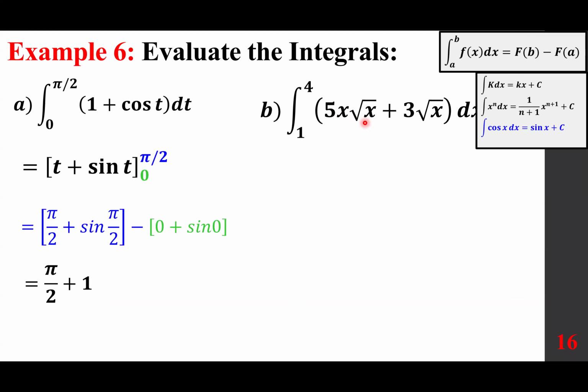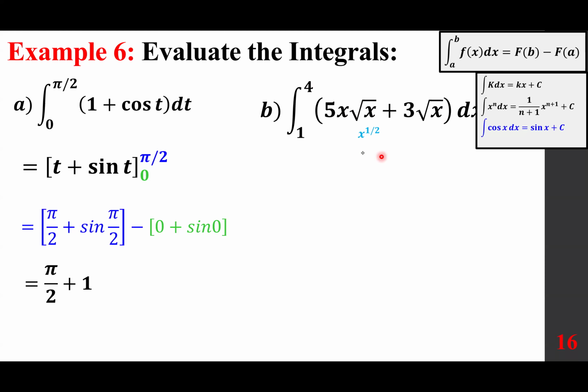The integral of 5x times the square root of x plus 3 times the square root of x, dx, from 1 to 4. You want to evaluate this, everybody. Well, first and foremost, we're going to change this to x to the power of 1 half, which means the same thing here, right? And then this has exponent 1.